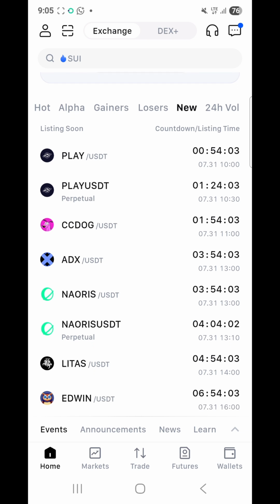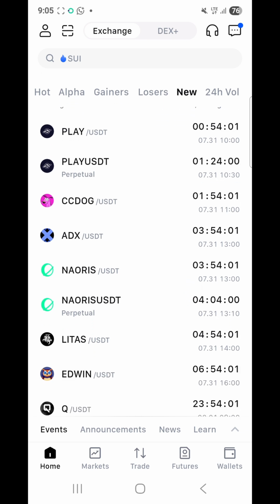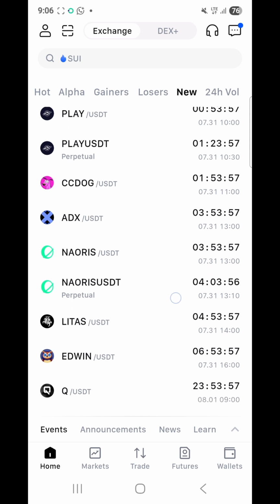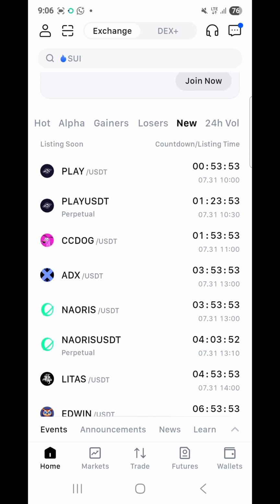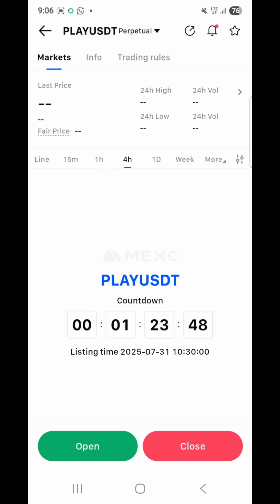So I want to show you guys something. First off, the first thing you need to know is you just need to get a notification that yes, these coins are about to get listed. For instance, this Play USDT will be listing in an hour 23 minutes from now. So I'll also be making cool profits from this trade as well, and I'll show you guys how.